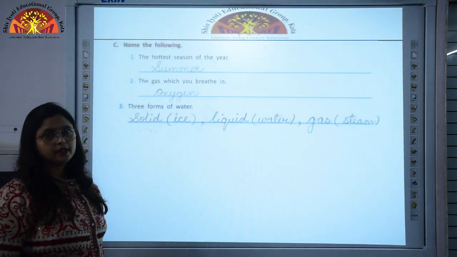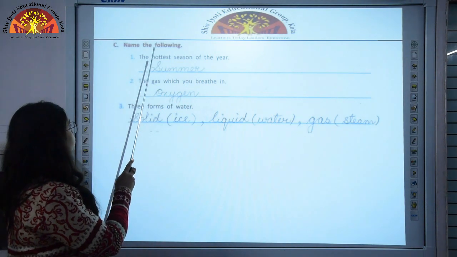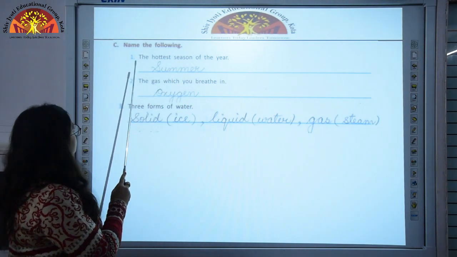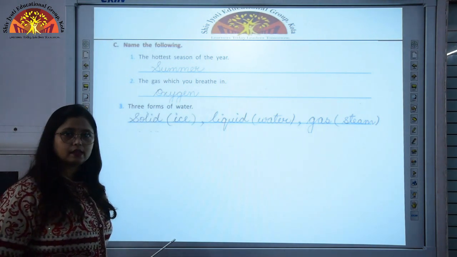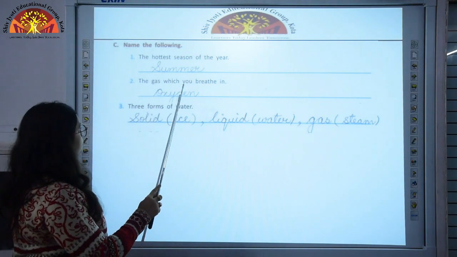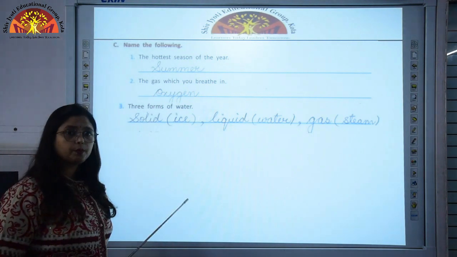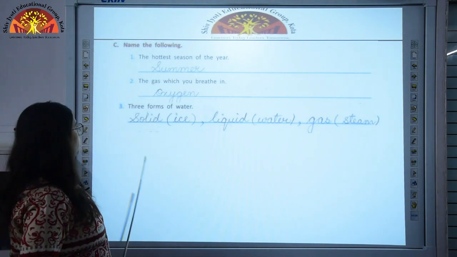Now we come to the next exercise on the same page, exercise number C. Name the following. So first is the hottest season of the year. So children, the hottest season is summer season. So we will write summer. The gas which you breathe in. So which gas we breathe in? We breathe in oxygen. So we will write oxygen over here.